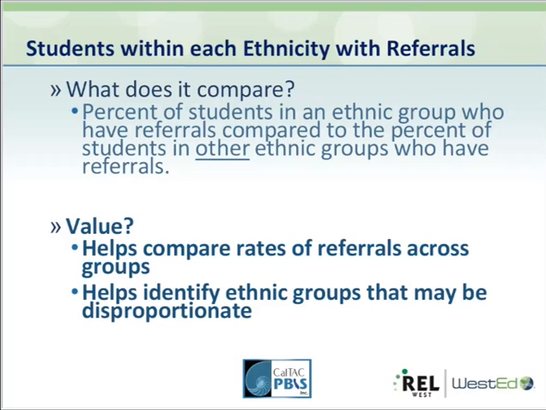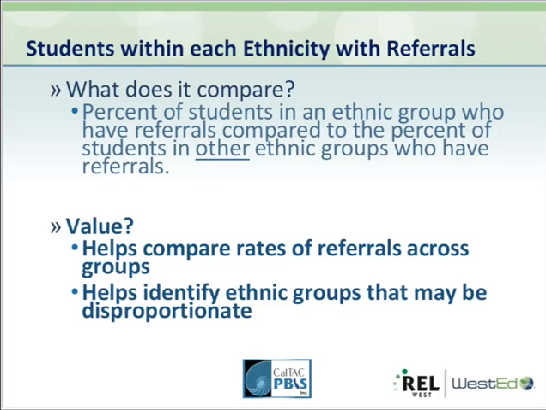And this is where we're going to compare the proportion of students within a racial ethnic group who have discipline referrals to the proportion of students within another racial ethnic group who have discipline referrals. So what this risk index helps us do is it is indicative of what proportion of the students in a certain racial ethnic group are at risk of receiving a referral. So just by being part of that group, do you have an increased risk of actually receiving a referral?